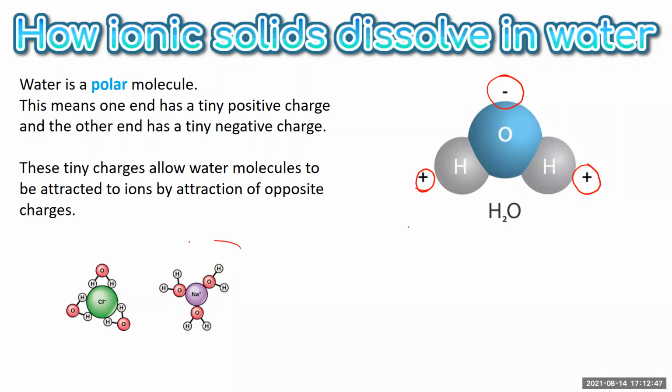We can see here when the water molecules attract to a sodium ion that the negative oxygen is pointing towards the sodium ion, and those water molecules are being held to the sodium ion by that attraction of opposite charges. When we look at a negative ion, it's the hydrogens, the positive ends, that are turning in and being attracted to the ions. So that is how water molecules are able to attract to ions.